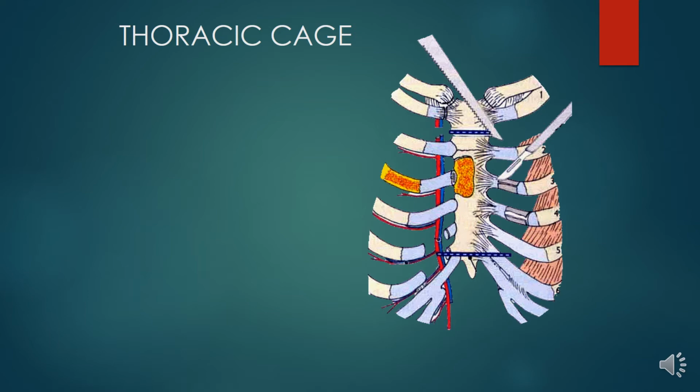Another important muscle is the trapezius, and the floor of the thoracic cage is formed by the diaphragm, which is very important.